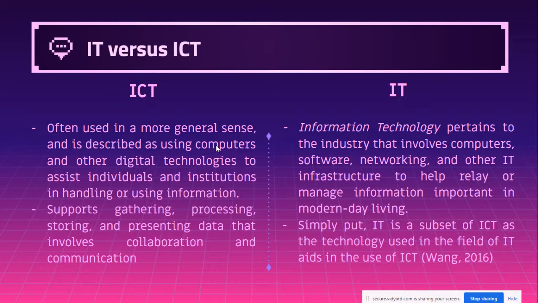Meanwhile, information communication technology or ICT is more inclined to the educational environment. In a more general context, ICT is defined as the use of computers and other modern technology to aid the handling of information by individuals or organizations. So ICT is when there is an educational environment or aspect of it, just like Google Classroom and online classes. It is a product of ICT.